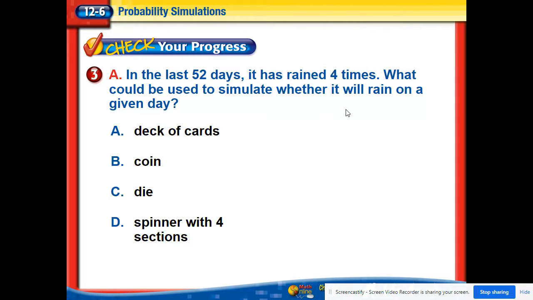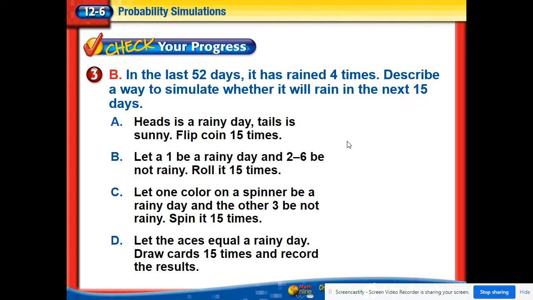In the last 52 days, it rained 4 times. What could we use to simulate whether or not it rained on a given day? Well, a deck of cards is 52, so that's a really easy thing to do. And maybe since it rained 4 times, we can just use the 4 2s or the 4 3s and use that as you pull out a card. So here, down at the bottom, a way to do it for 15 would be to draw out 15 cards and all the aces or all these other ones.